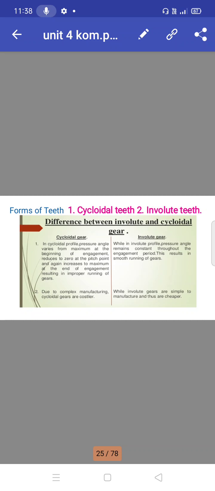Then forms of teeth, cycloidal teeth, involute teeth. The difference between involute and cycloidal gear. In cycloidal profile, pressure angle varies from maximum at beginning of the engagement, reduces to 0 at the pitch point and again increases to maximum at the end of engagement, resulting in improper running of gears. While in involute profile, pressure angle remains constant throughout the engagement period. This results in smooth running of gears. Due to complex manufacturing, cycloidal gears are costlier, while involute gears are simple to manufacture and these are cheaper.